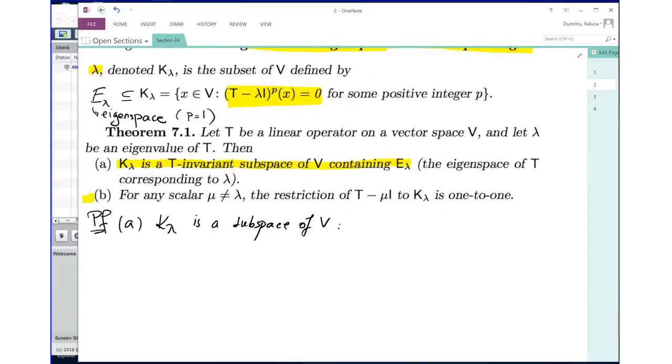Now, how did we prove that a set was a subspace? Three things, right? Zero needs to be in there, closed under addition, and closed under scalar multiplication. So is the vector 0 an element of K lambda? Look at the definition. The definition of K lambda says that (T minus lambda identity) to some power p of the vector 0 should be 0. But T minus lambda identity is linear, right? Raised to any power, you can just let p equal 1. A linear operator applied to 0 gives you 0 anyways.